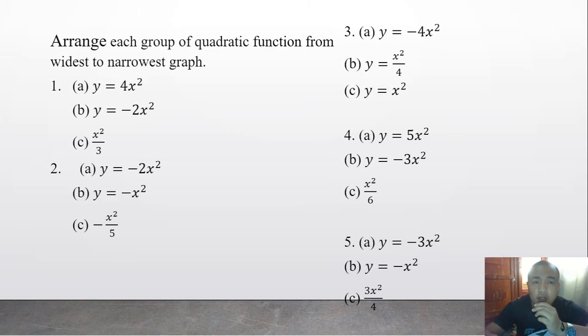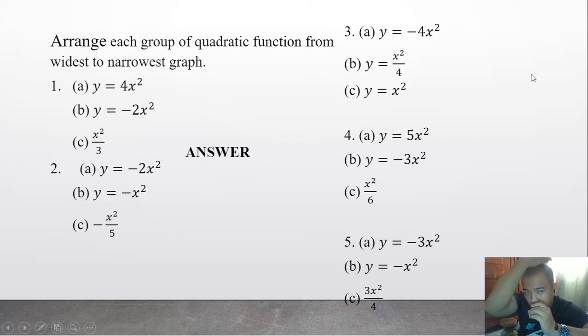Arrange each group of quadratic function from widest to narrowest graph. So I repeat, the greater the absolute value of a, the narrower the graph, and the smaller the absolute value of a, the wider the graph. Pag small siya, wider. Pag greater the value of a, narrower. So answer for number 1, 2, 3, 4, 5.